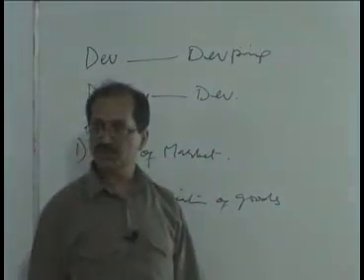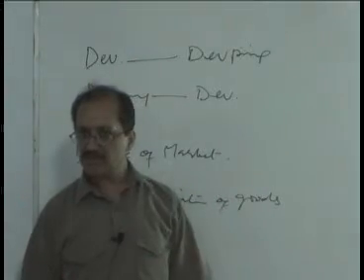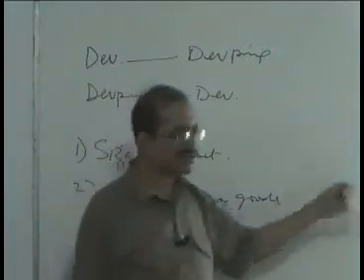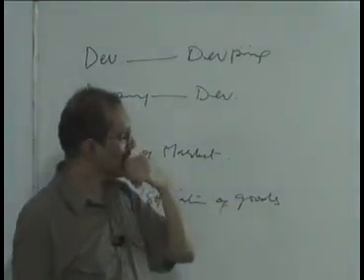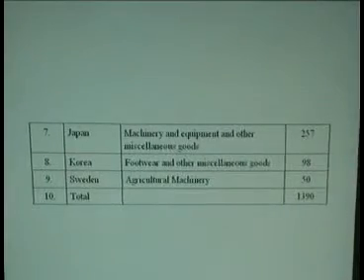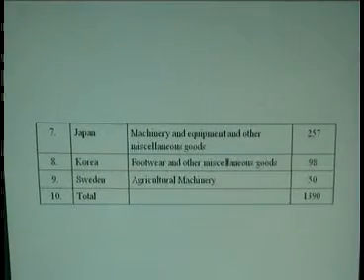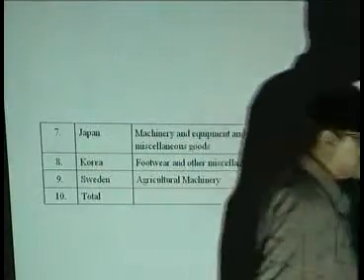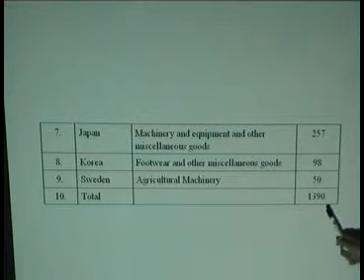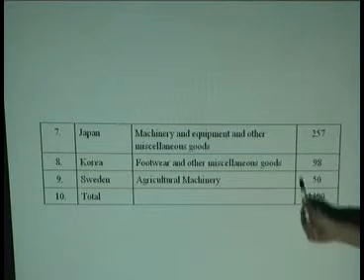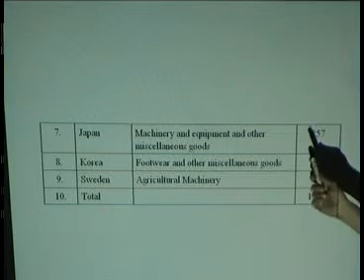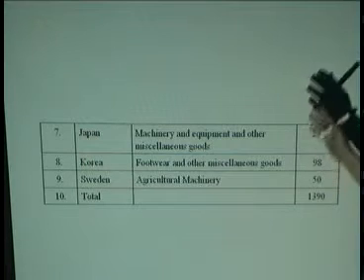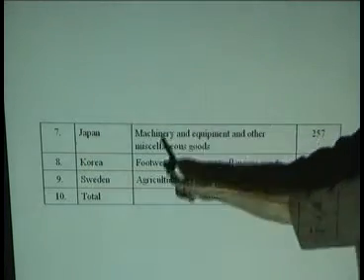Or for instance, if you are exporting vehicles or cars, it must have some provision for kids, like child locks, special belts, things like that. Next. Japan requested machinery and equipment and other miscellaneous goods, Korea footwear and miscellaneous, and Sweden also machinery and agricultural machinery, and there were some other products. Now in all, Pakistan received about 1,390 requests from all these countries in 1992-93 for the reduction of tariffs and opening up of Pakistan's market for these countries on account of these products.